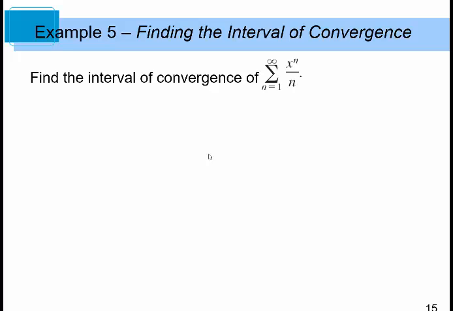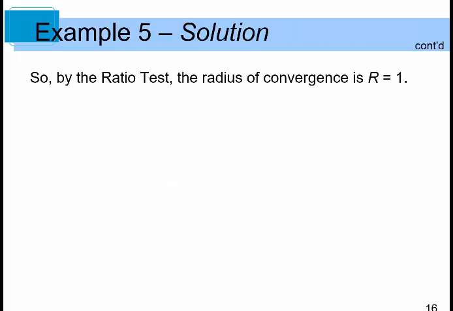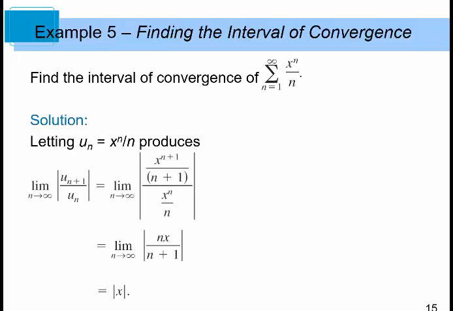All right, so let's find the interval of convergence of the sum from n equals 1 to infinity of x to the n over n. Again, using the ratio test, I'll let you look through the algebra here: u sub n plus 1 over u sub n simplifies to this right here. And the limit is the absolute value of x. So by the ratio test, the radius of convergence here is r equals 1.